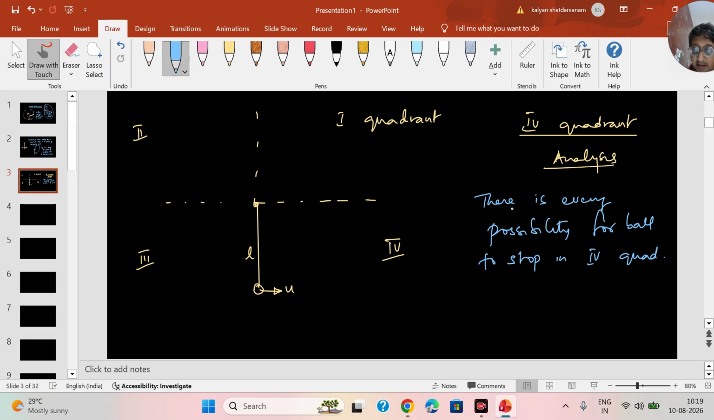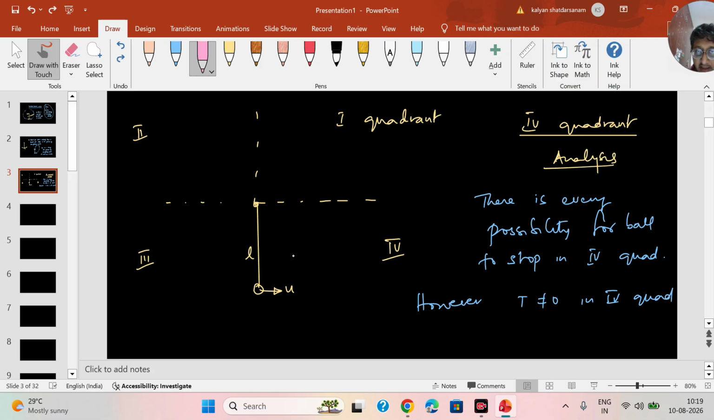Now, let me tell you some interesting things about the fourth quadrant. The ball can stop in the fourth quadrant. However, tension can never become zero in the fourth quadrant. You can try it practically also. You can feel it. There is no way that while the ball is going, the string slackens, becomes loose, and the ball suddenly goes like this. It doesn't happen in the fourth quadrant.